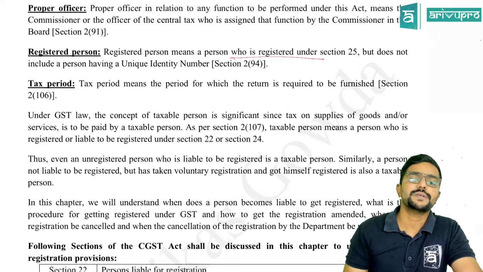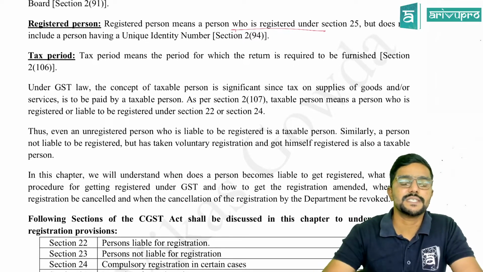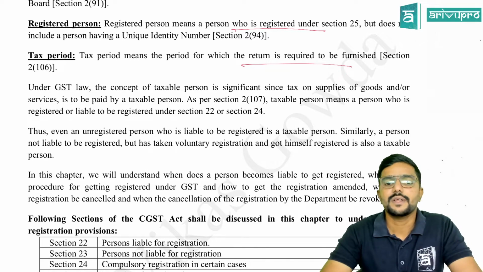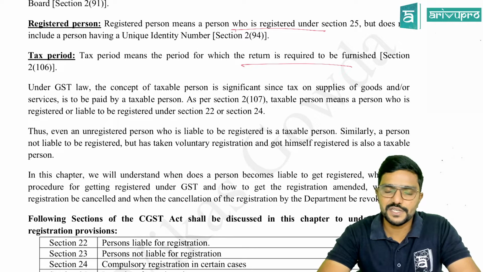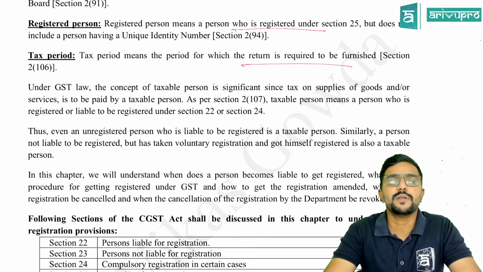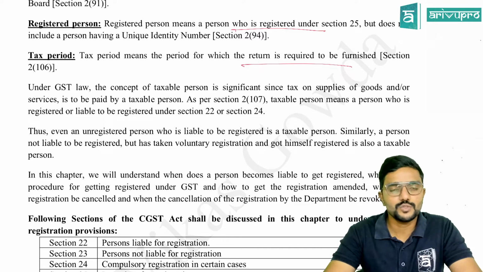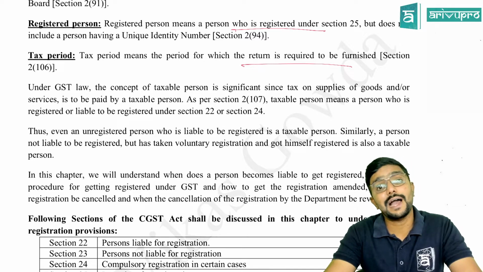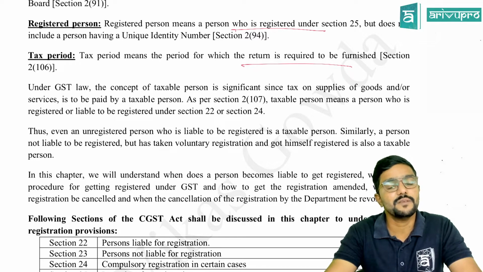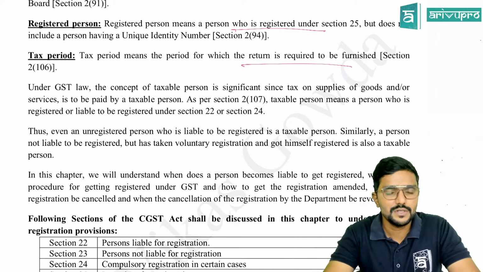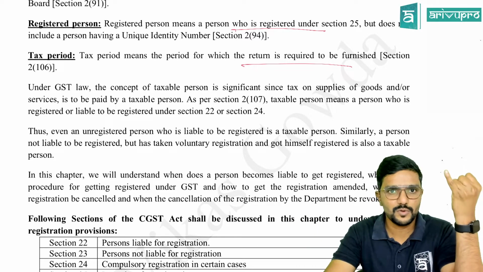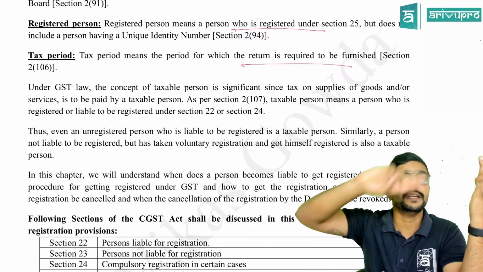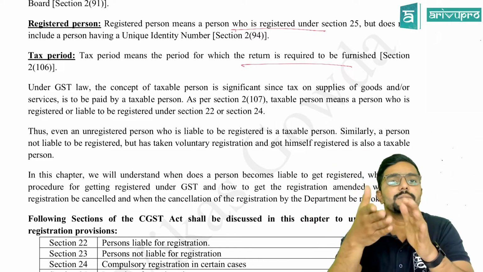Okay. Now coming to tax period. What is tax period under GST? Tax period means the period for which the return is required to be furnished. Maximum people under GST will file monthly returns, but there are some people who will file quarterly returns. So for them, the tax period might be a quarter. The composition person will file annual returns. He will pay tax quarterly and file a statement in CMP-08, which is not a return. He will file the return annually, so for him the tax period might be annual.